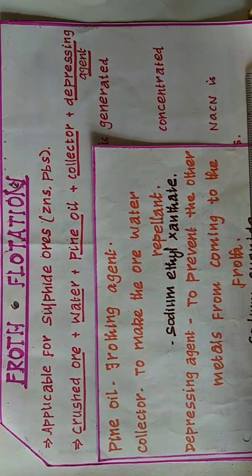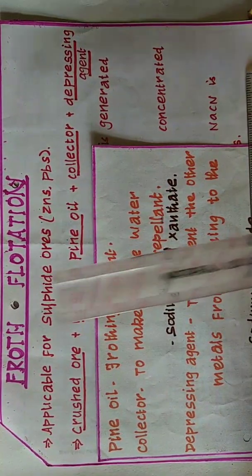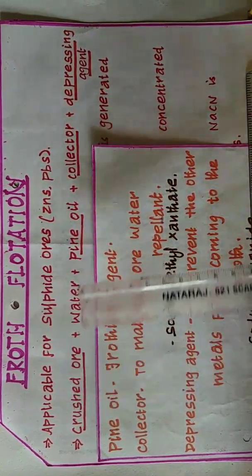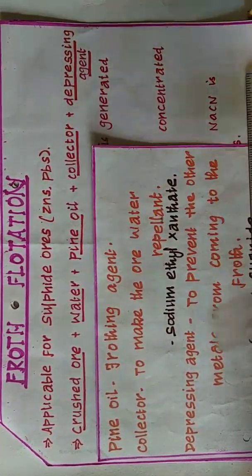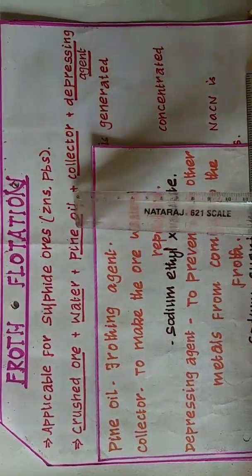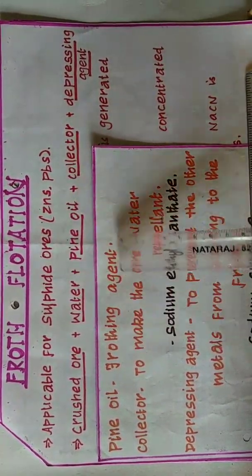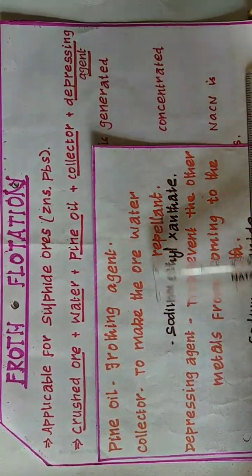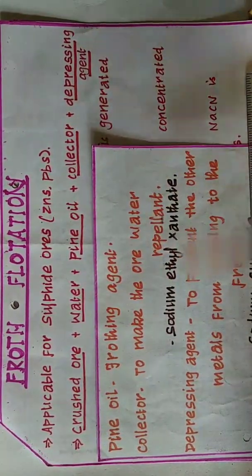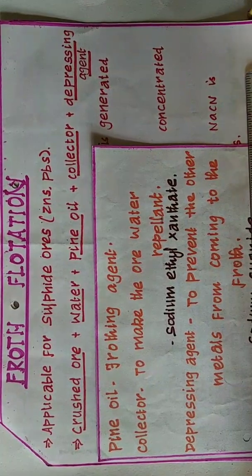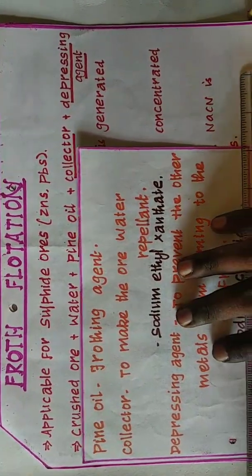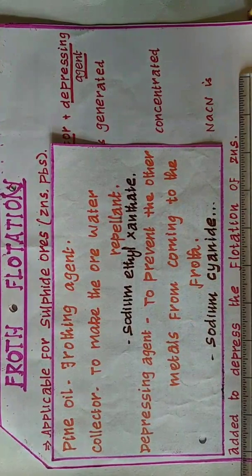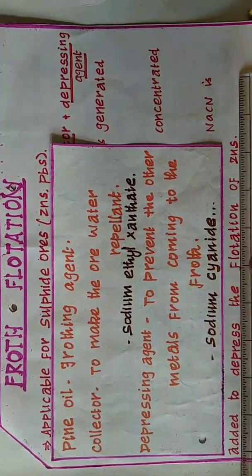So clear? These are the things we have used for froth flotation process: crushed ore, water, pine oil, collector, depressing agent. What is the role of pine oil? It is acting as a frothing agent. What is the role of collector? To make the ore water repellent. And what is the role of depressing agent? To prevent the other metals from coming to the froth. And in our case, the depressing agent we have used is sodium cyanide. So I think you may have a little idea about the froth flotation process.